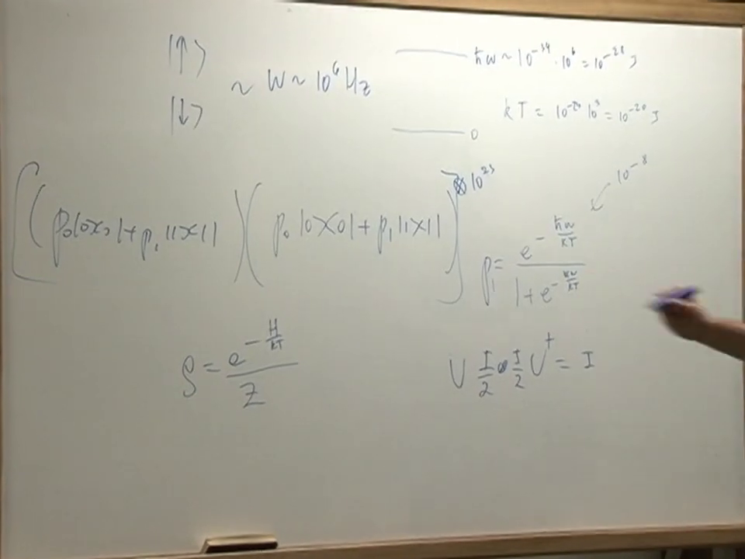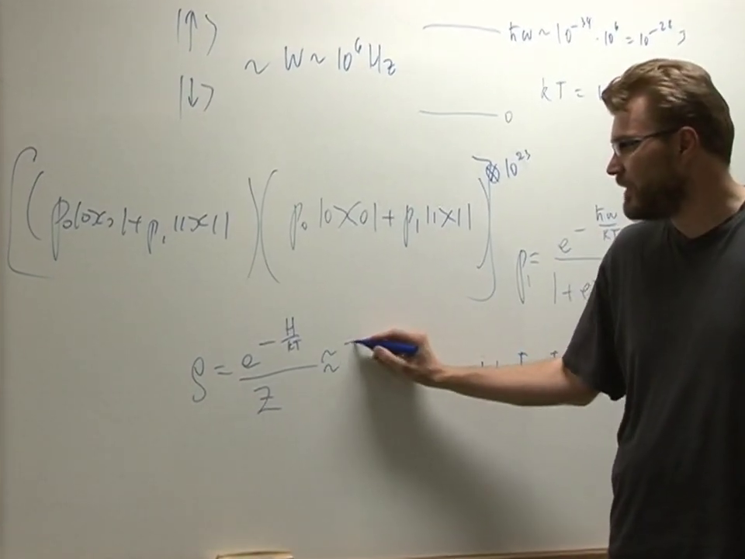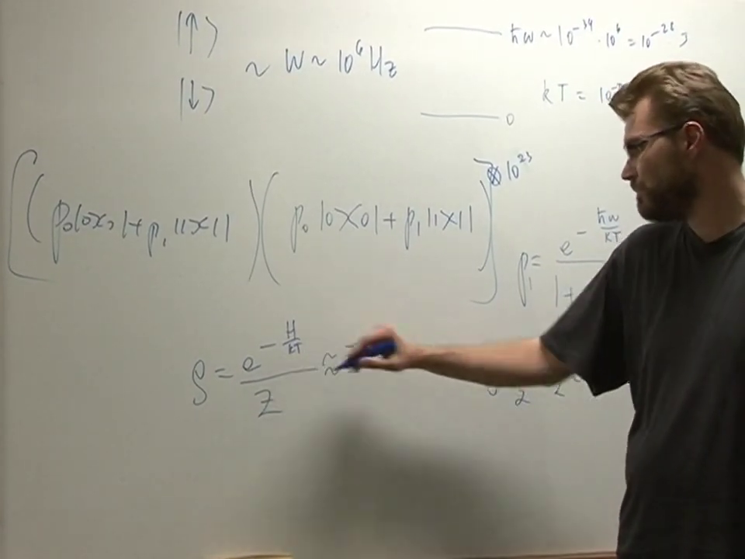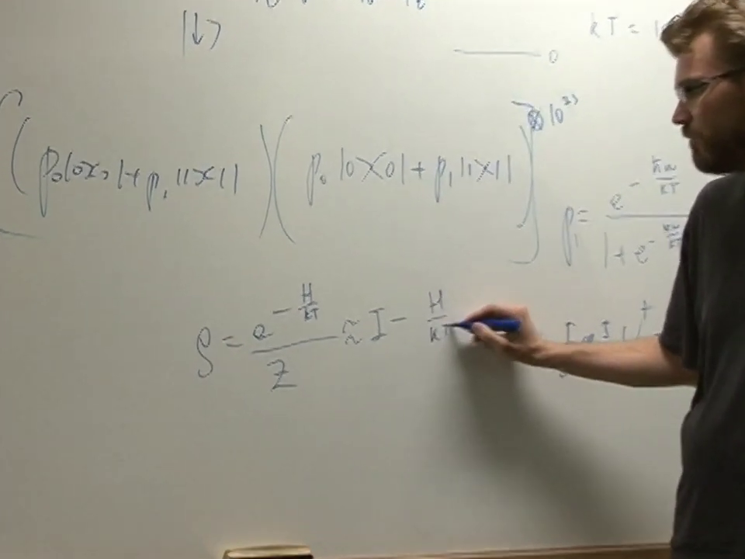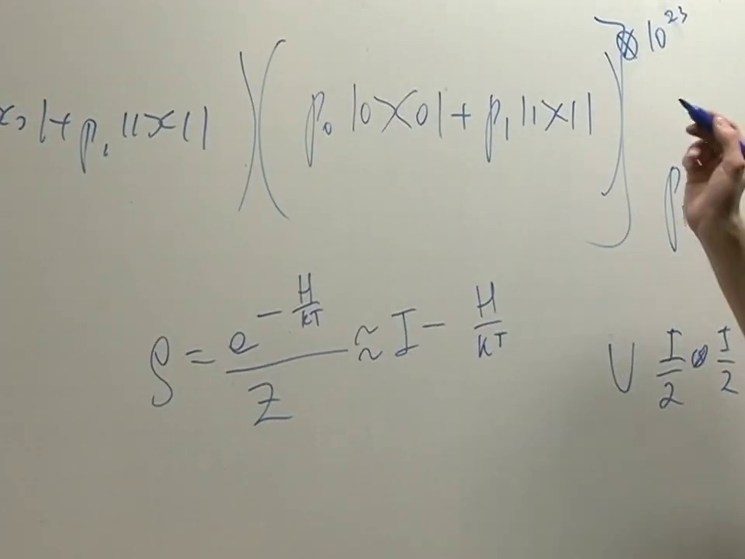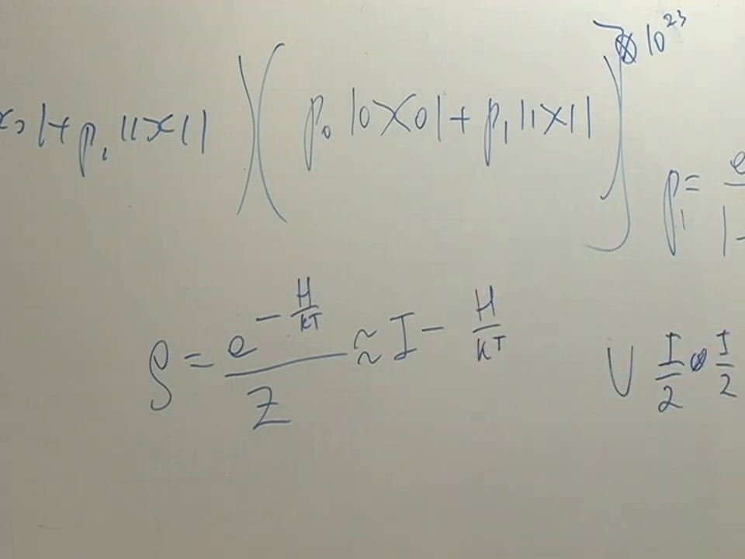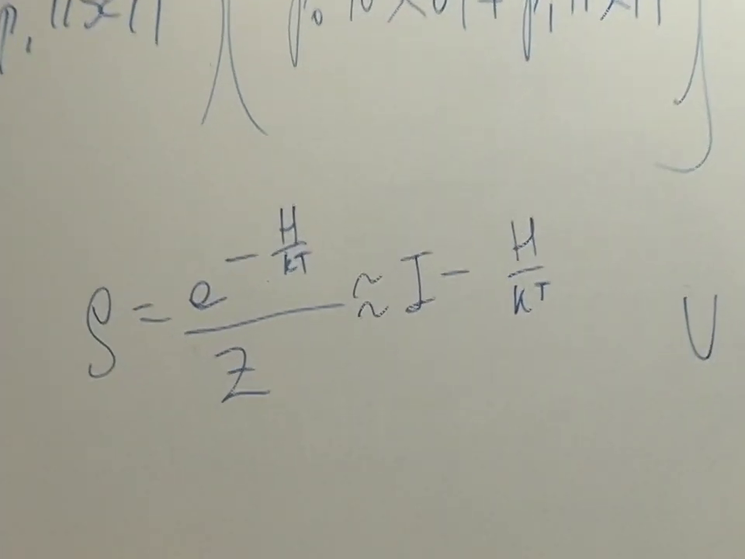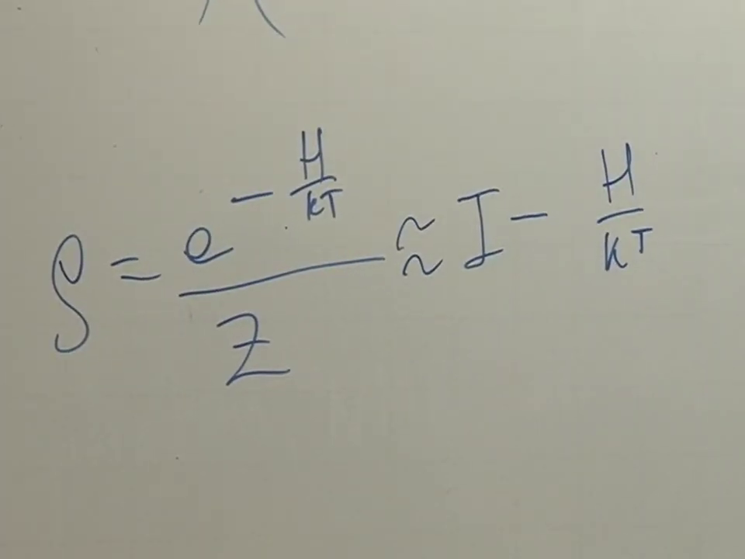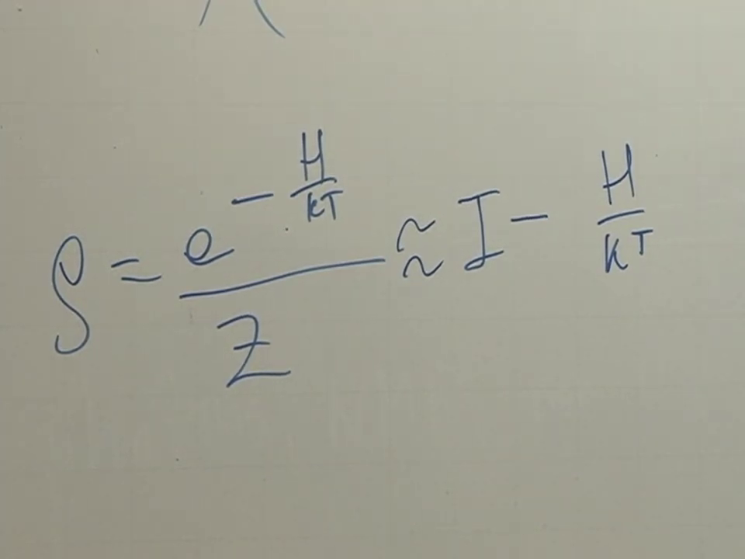So this state, if you like, is identity minus H over kT for all parts. The higher order terms are completely irrelevant. This is small. This is a billionth of the value. And so in some sense you get lots of things for free here.